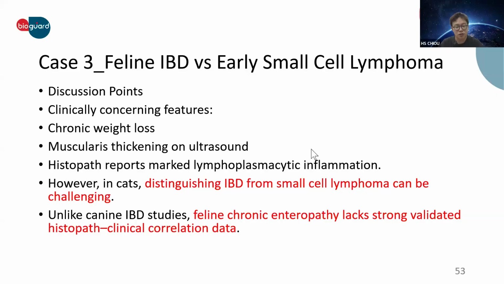This distinction is difficult. Histopathologically, both conditions can show dense small cell lymphocyte infiltrates. Architectural changes may be subtle. Unlike canine IBD cases, feline chronic enteropathy lacks strong validated histopath-clinical correlation data.